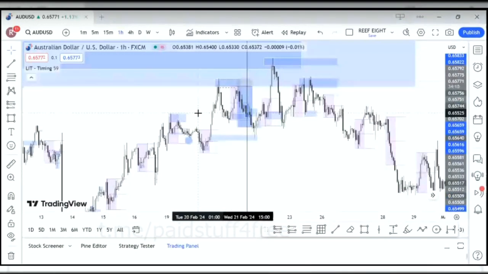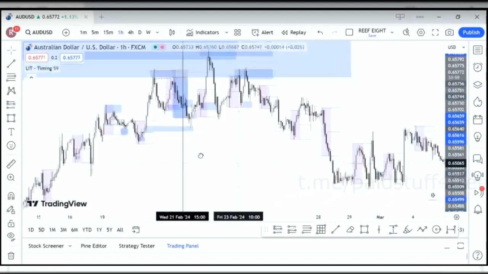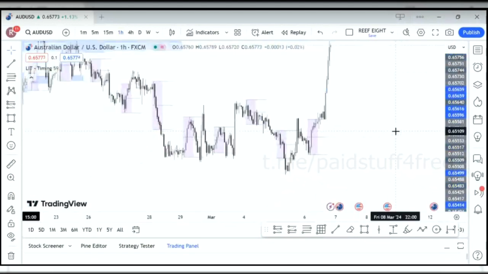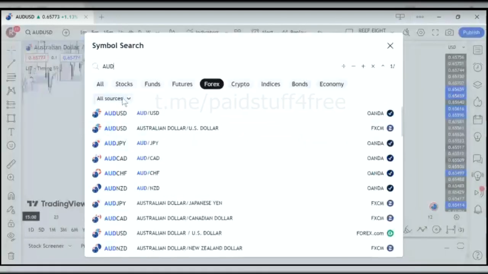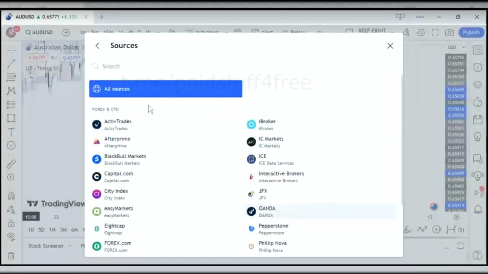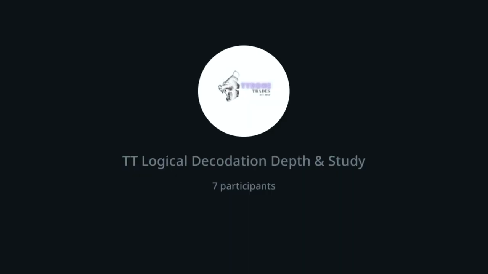By the way, you can apply these on any pair that you want. So the first step is to find the swing high and the swing low.